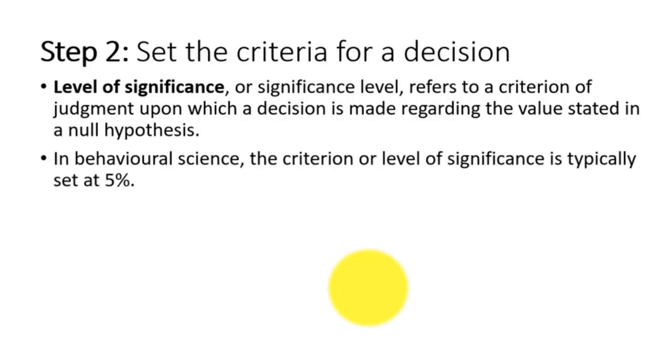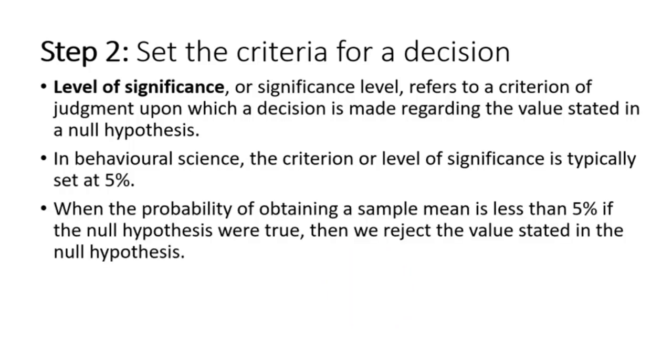In behavioral science, the level of significance is typically set at 5%. When the probability of obtaining a sample mean is less than 5%, if the null hypothesis were true, then we reject the value stated in the null hypothesis.